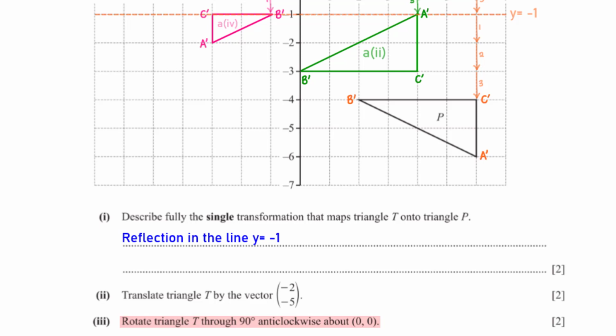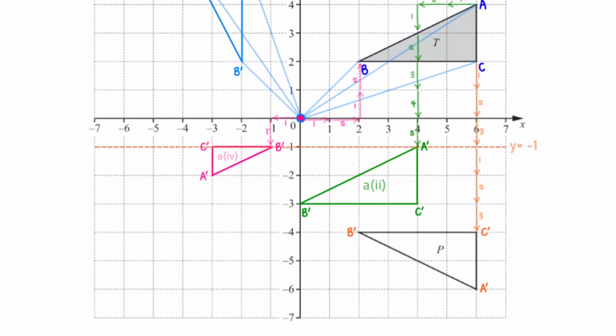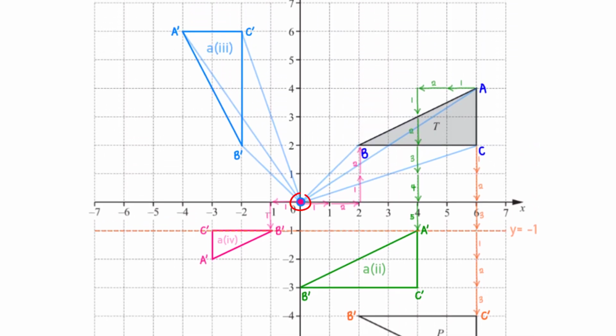Rotate triangle T through 90 degrees anti-clockwise about 0, 0. First, we need to mark the center of rotation, which is the origin. Then we rotate each vertex on triangle T 90 degrees in the anti-clockwise direction about the center. This means if, let's say, we pick point B, we draw a line from point B to the origin. Then we measure and mark 90 degrees in the anti-clockwise direction from this line.